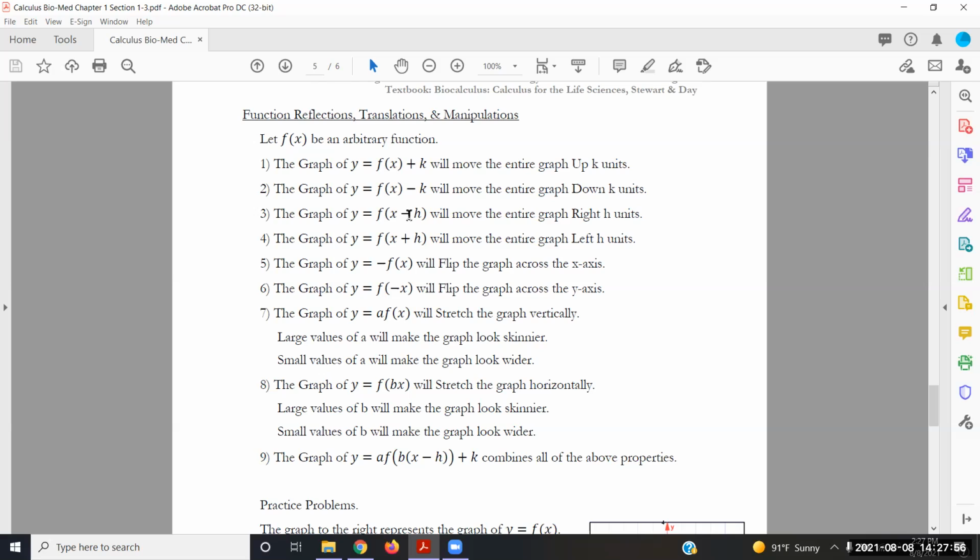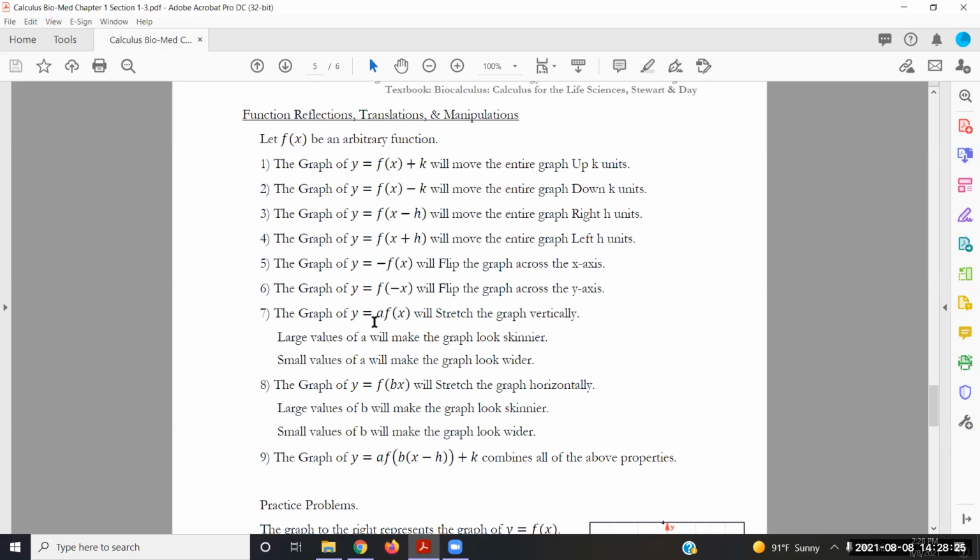If something's happening inside of the argument, we're going to see a minus h or a plus h. Minus h will move the graph to the right h units. A plus h moves the graph to the left h units. We can then flip it using negative signs. And so a negative f of x flips the graph across the x-axis, while f of negative x flips it across the y-axis. We can then manipulate the speed of these things.